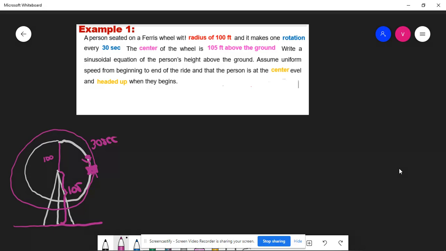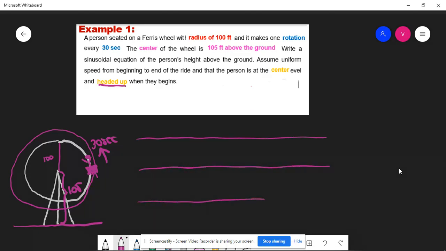And which way are they rotating? We're just going to assume positive rotation just for our sake. It could be going in the other direction, but we can model this any way we want to as long as they're at the center and moving up. They're headed up when it begins, so they're going in this direction. So what is this going to look like over time? You are going to model the person's height over time. What's happening to the person's height?